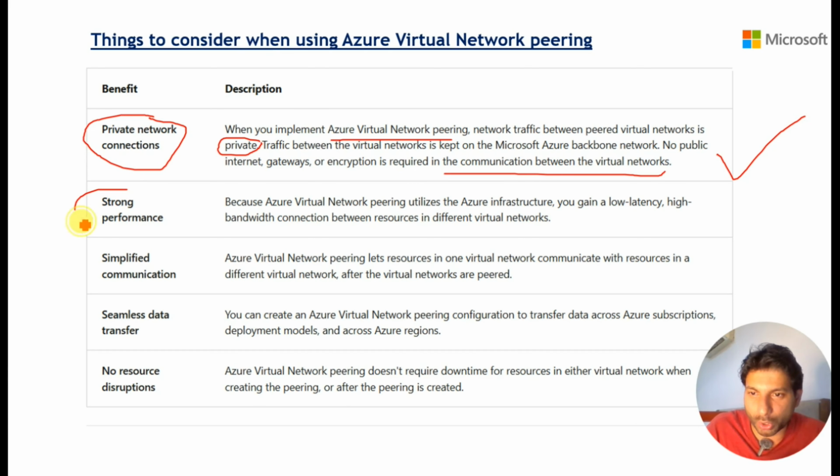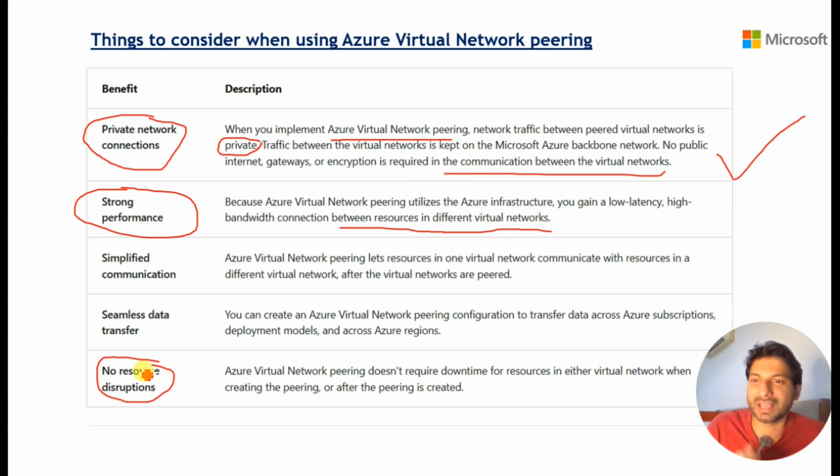And the other thing is strong performance. Because Azure network peering utilizes Azure infrastructure, you gain a low latency, high bandwidth connection between resources in different virtual networks. So we get strong performance, simplified communication, seamless data transfer, no resource disruption. So these are the benefits and things to consider when you're using Azure network peering.